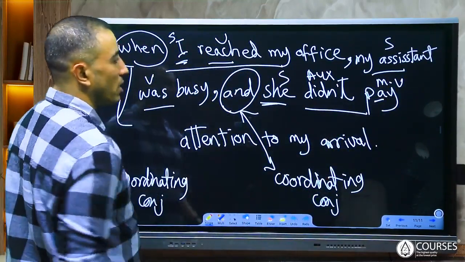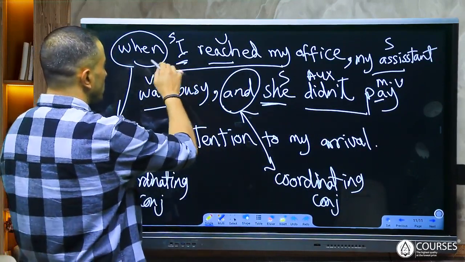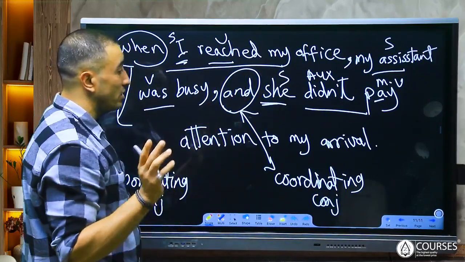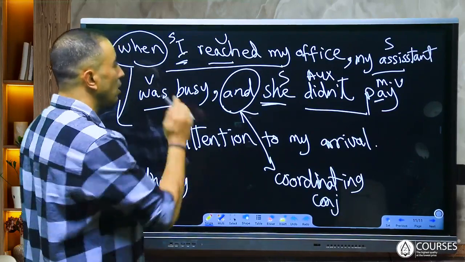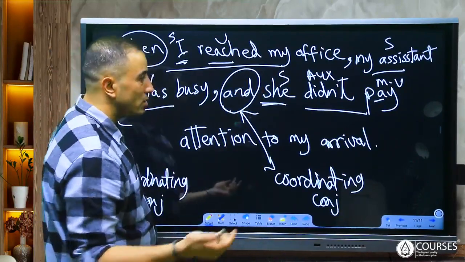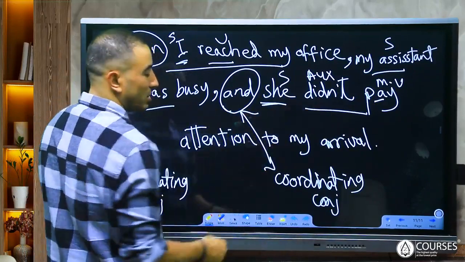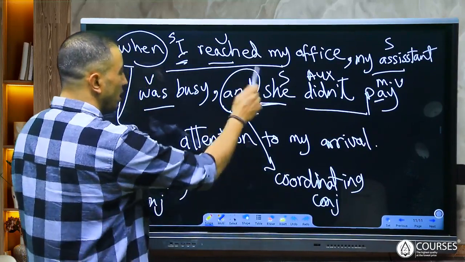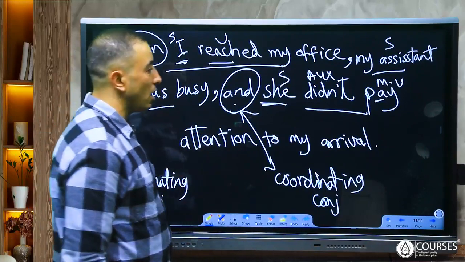So when I reached my office, my assistant was busy. When I reached my office, when the conjunction, I reached my office is the dependent clause, cannot stand alone by itself, and it doesn't give me a complete idea or a complete understanding. When I reached my office here, what happened? My assistant was busy, comma, and she didn't pay attention to my arrival. And the coordinating conjunction, and each of them got a subject and a verb. This is the fourth and last type of sentences.